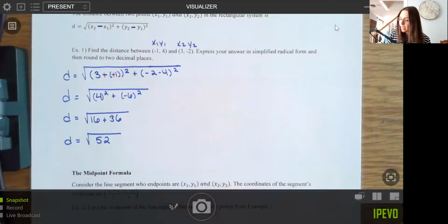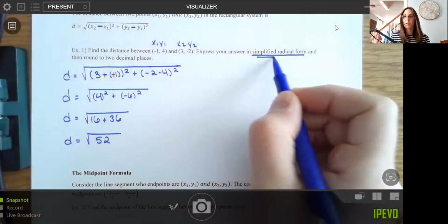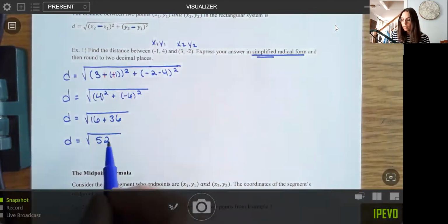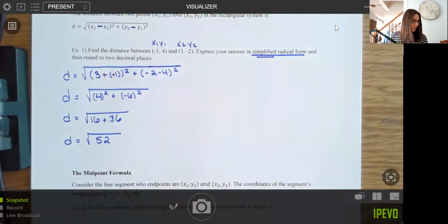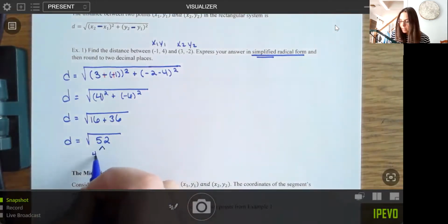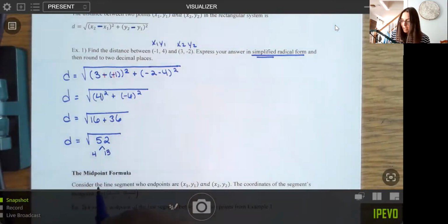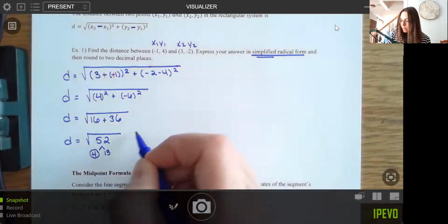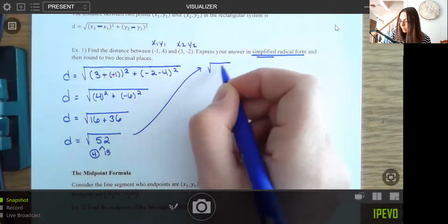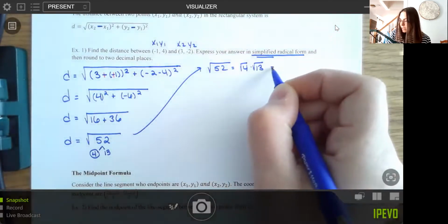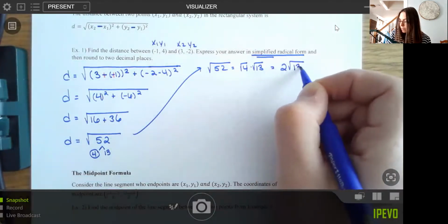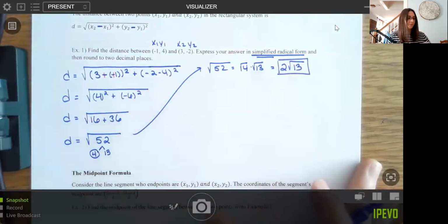Now we're going to express our answer in simplified radical form, and then we're also going to round it. Just remember that you want to try to break this down as much as you can. So 52 is not a perfect square. But if I think about factor pairs of 52, I do have 4 times 13. And that 4 is a perfect square, right? It's 2 times 2. So I can break this down as √4 times √13. And then √4 is 2. So in simplified radical form, it would be 2√13.